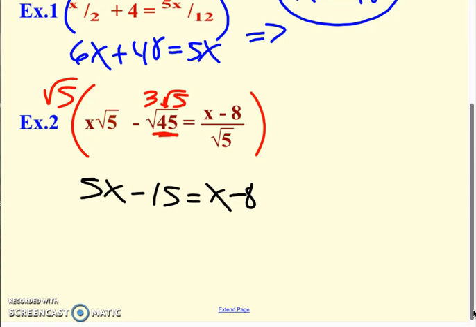Same thing happens in the second one. Root 5 times root 5 is 5, then times 3, and then of course I get rid of my fraction. And what's nice about the first couple is I get them in one step, I get them down to some pretty basic Algebra 1 style problems, and then just finish off the algebra.